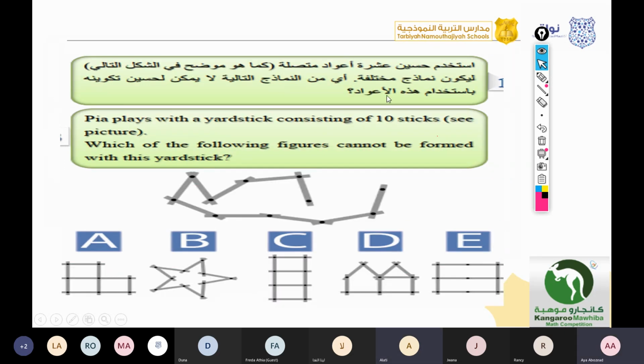Wow, this is an imagination question. So now Bea plays with a yardstick consisting of 10 sticks. These are the sticks Bea played with. Which of the following figures cannot be formed with this yardstick? So one of them cannot be done with this: A or B or C or D or E. You have to imagine. If you start from this, can I do this? Which one of them is not correct? Imagine you play with this and try to make it.